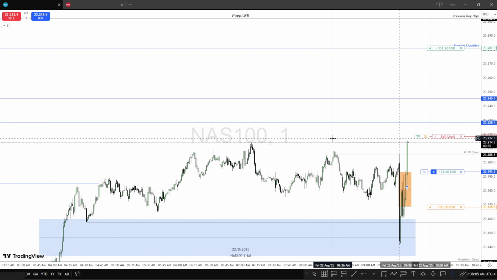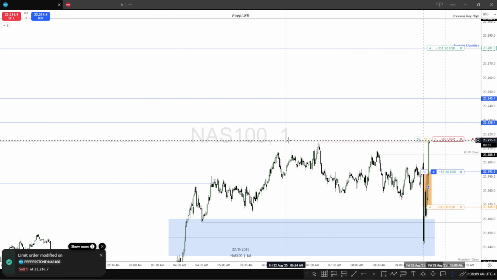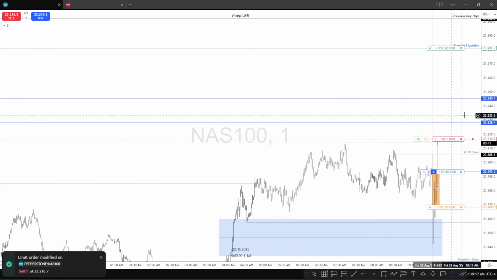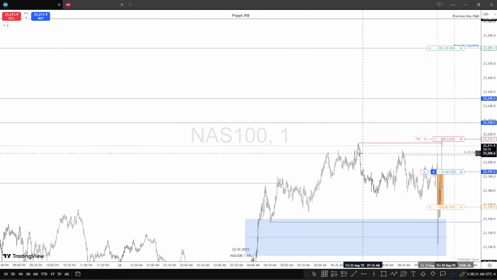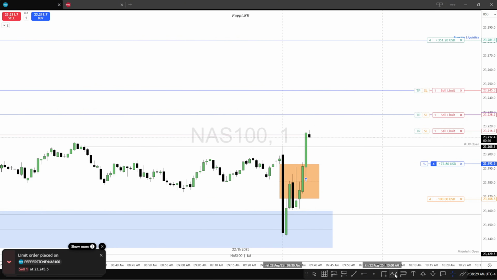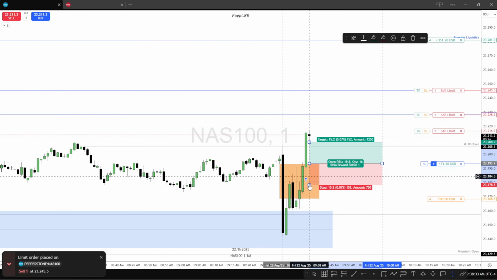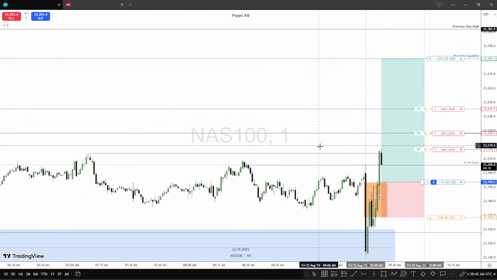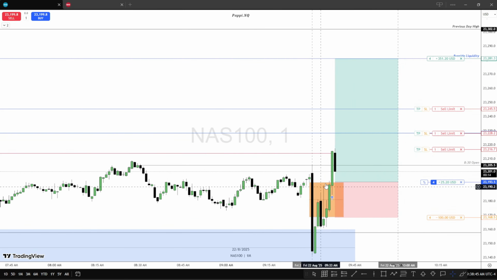That was supposed to be my first target, by the way, but since price hit it before I even set my TP right there, I just had to keep it right there. And then my second TP and my third TP, while I'm aiming buy side to be my final take profit right there. So let's see what happens right there.